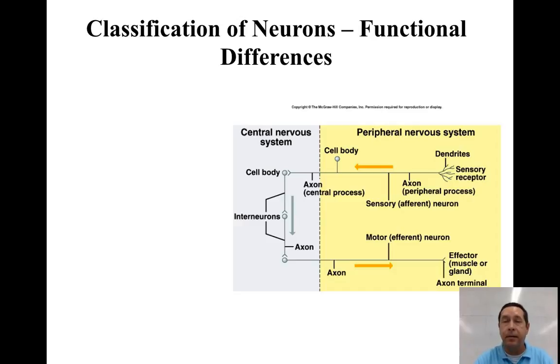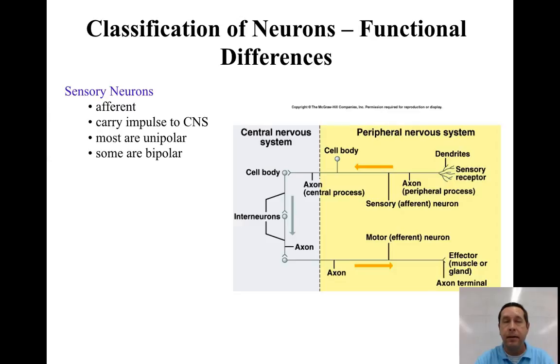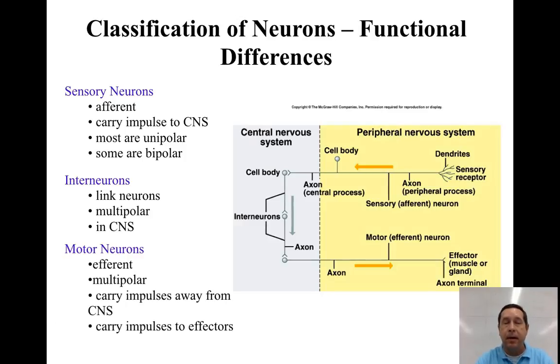Functionally, we can classify them based on what kind of information they deal with. Sensory neurons or afferent neurons carry nerve impulses toward the central nervous system. Most of them are unipolar. Some are bipolar, like in the special sense organs. Interneurons or link neurons are in the brain and spinal cord in the central nervous system. They are multipolar, and they interpret information, they process information, they integrate it, they form memories and create responses. And then the motor neurons or efferent neurons take the responses from the central nervous system to the effectors, the muscles or glands. They are multipolar.